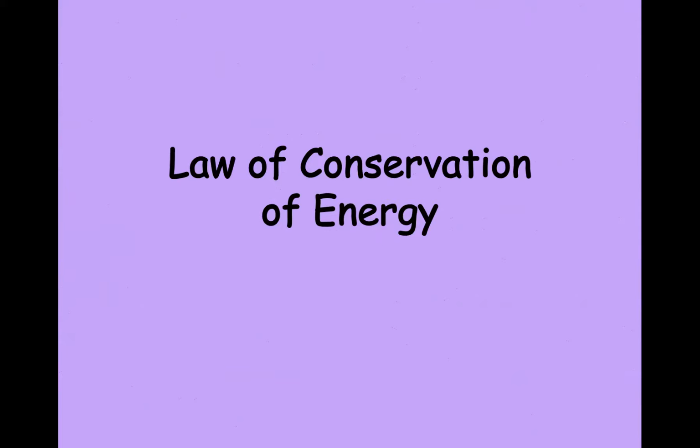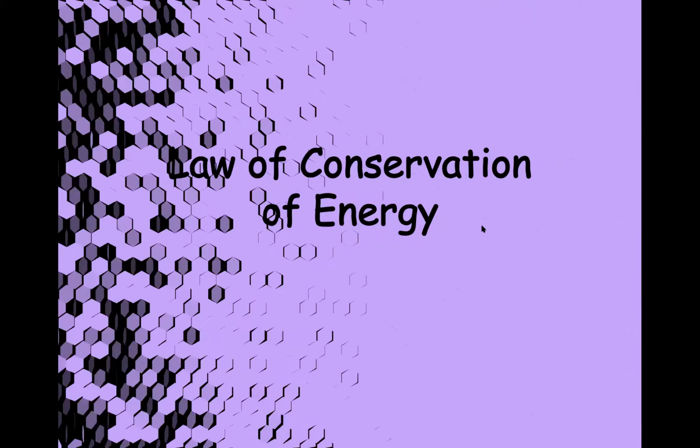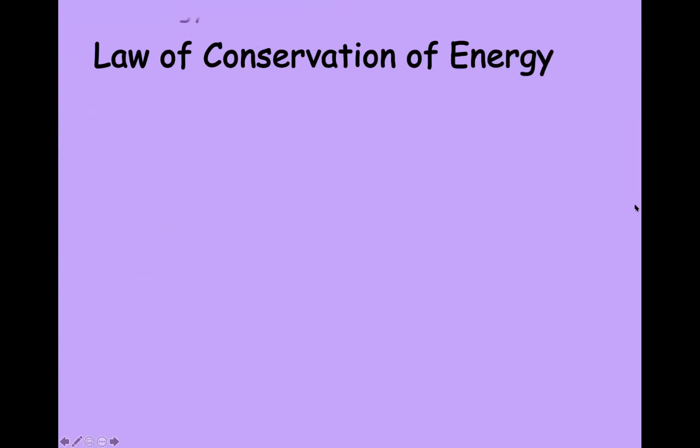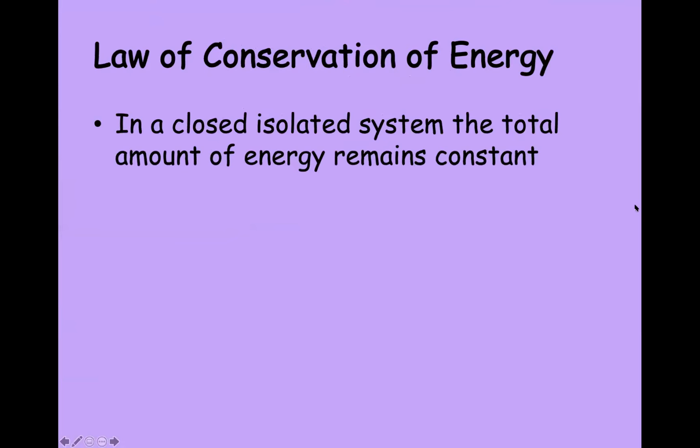All right, so today we're talking about the law of conservation of energy. This law states that in a closed, isolated system, the amount of energy will remain constant. An isolated system is a system where neither energy nor matter can be exchanged with its surroundings. So that is an isolated system.